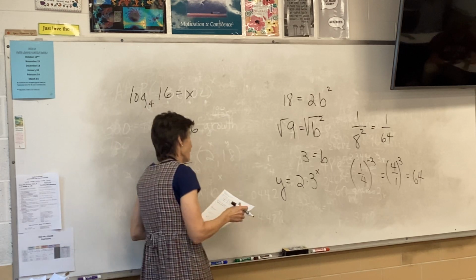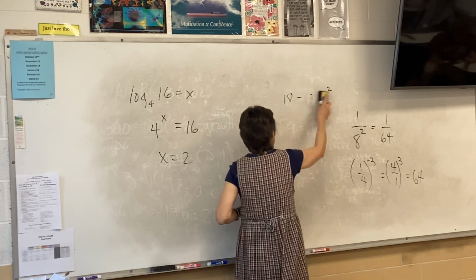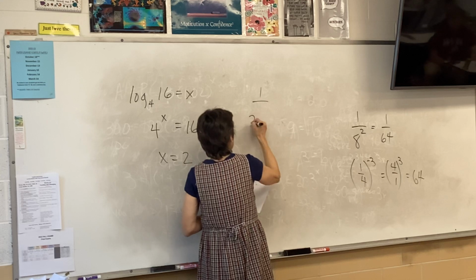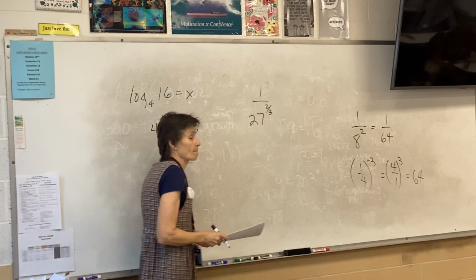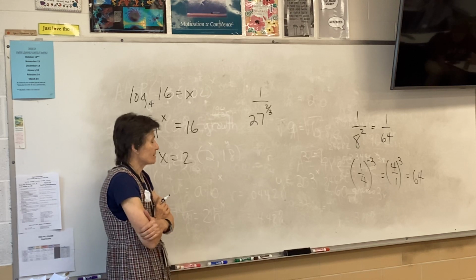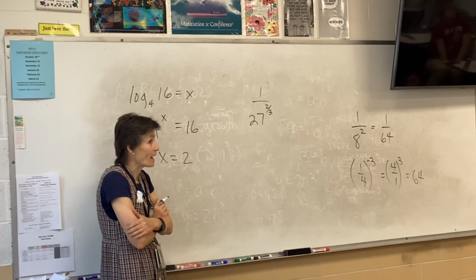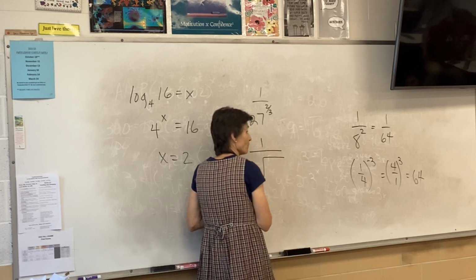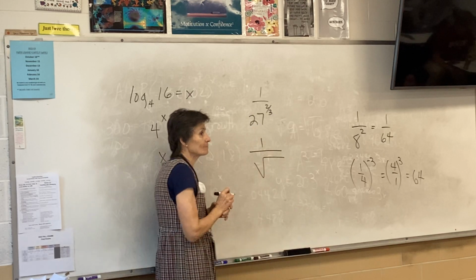All right, E, another negative exponent. So start by dealing with the negatives. So 1/27 to the 2/3. A fractional exponent means a radical. So 1/, here's my radical, 27.